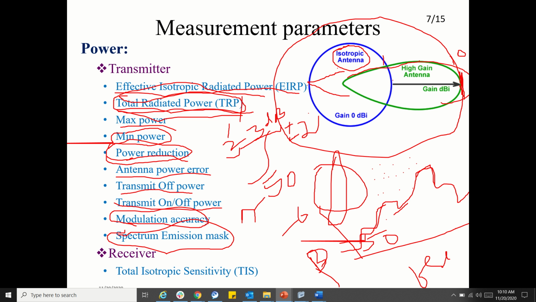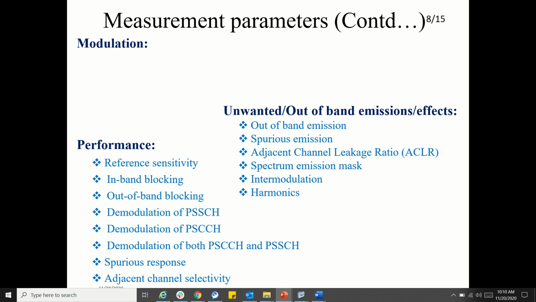Next, from the receiver point of view, we have total isotropic sensitivity and effective isotropic sensitivity. There is one more parameter, effective isotropic sensitivity. Like effective isotropic radiated power, we have effective isotropic sensitivity, and like total radiated power, we have total isotropic sensitivity.